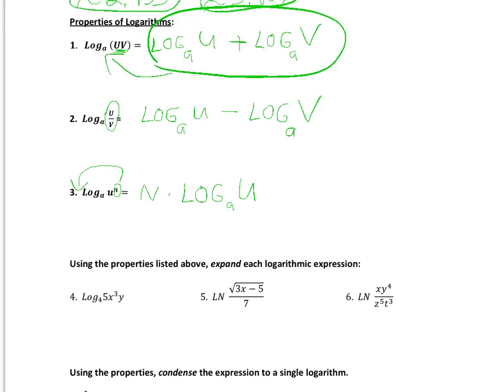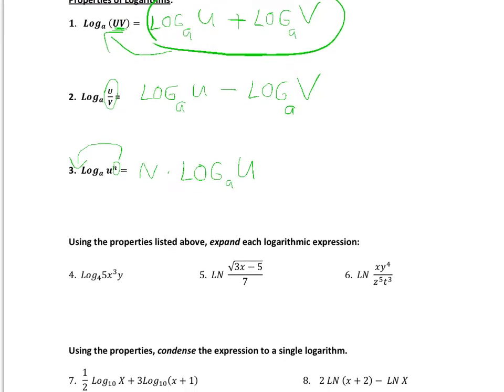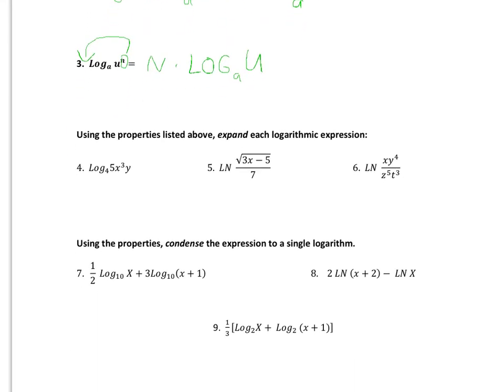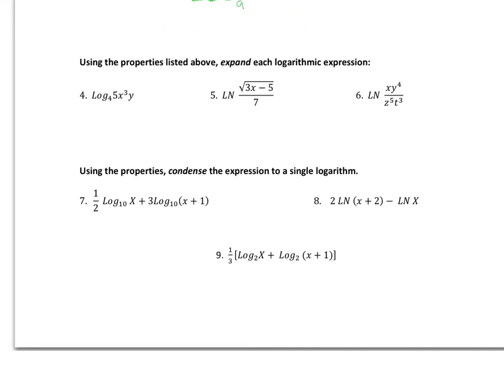Okay, we're going to do 4 and 5. This is where we're going to expand. So we're going to use the properties to expand. Now we have 4, 5, and 6. They're all written as 1 logarithm or 1 natural logarithm. We're going to expand it so it's a combination, whether it's addition or subtraction, of more than 1 logarithm.